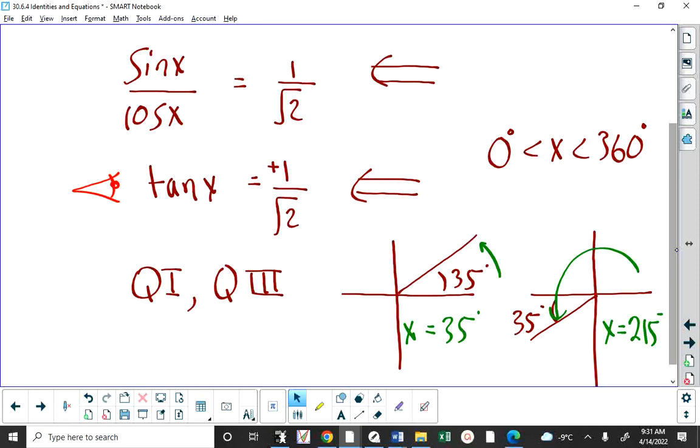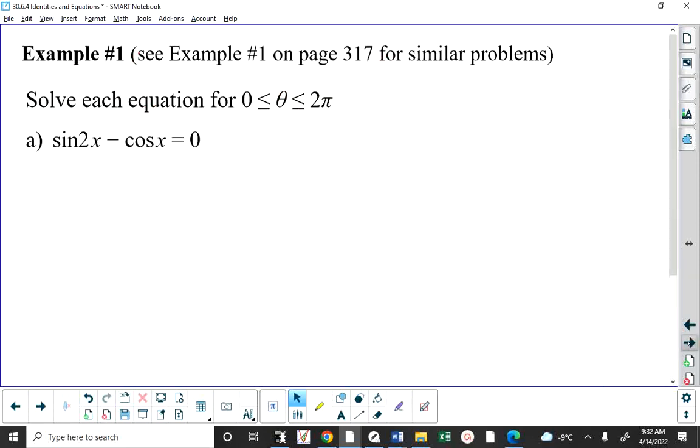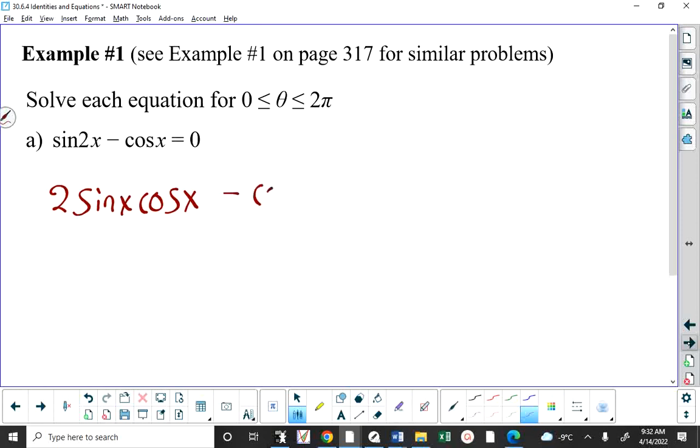So let's take a look at the examples. Solve each equation. Sine of 2x minus cos of x equals 0. This is an impossible equation to solve in its current form. We have to rewrite it somehow, and it's reasonable to expect, I hope, that you're going to look at sine of 2x and say, well, it must be that I'm going to write 2 sine x cos x. That's the only thing you can do here in terms of changing the appearance of the equation. Minus cosine of x equals 0.